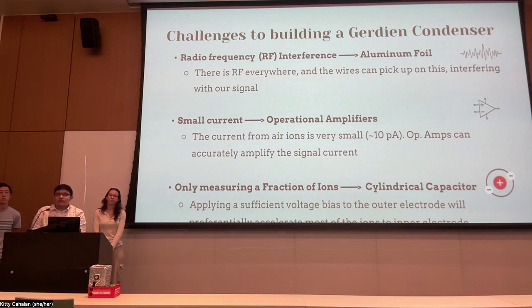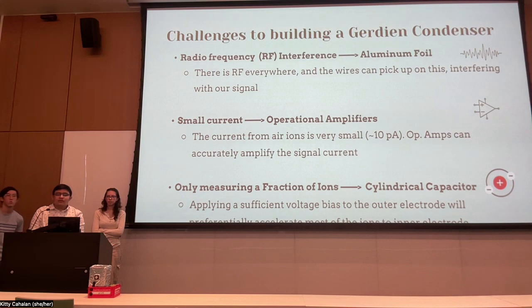So there are challenges to building a gradient condenser. The first one is radio frequency interference. For example, when you're playing music in your car and you listen to the radio, there are actually radio frequencies traveling from the radio station to your car, and the wires from the gradient condenser could pick up on this, which could interfere with the signal. Using aluminum foil can minimize the effects of the interference.